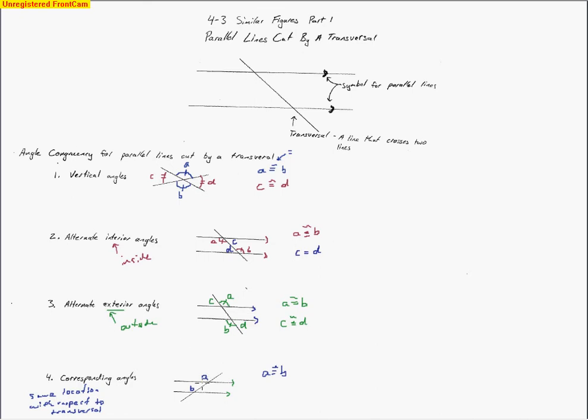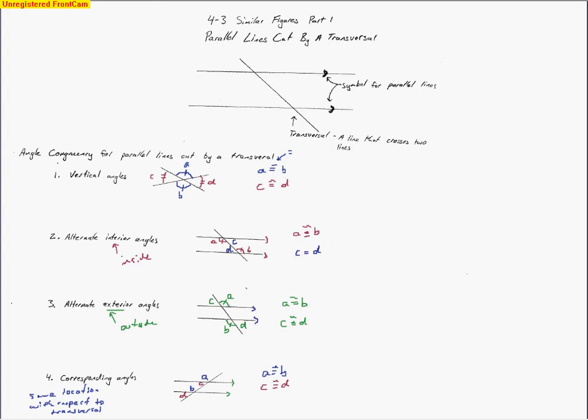And we've got this one right here. I'm going to call this one C, and then this one D right here. And those are also corresponding. See how they're on the bottom side of the parallel lines, but on the same side of the transversal. So C and D are congruent as well.